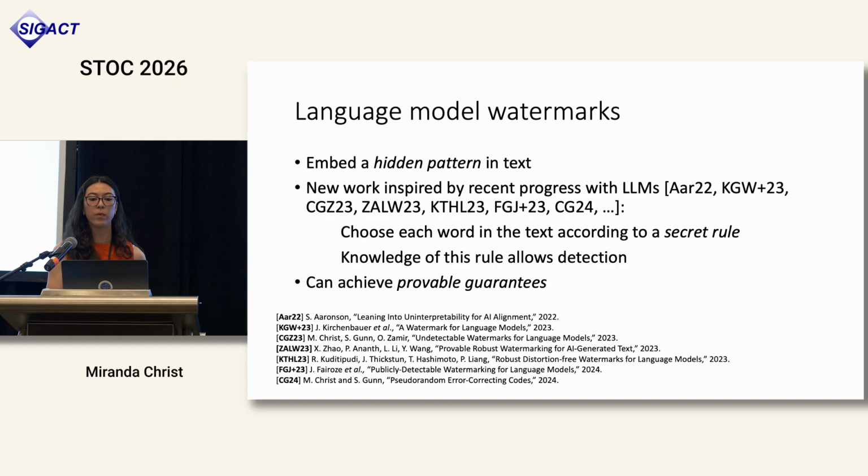What really separates this watermarking approach from the classifiers that I showed before is that now that we're embedding the markers ourselves, we can actually achieve provable guarantees from the watermark. So we can really control and prove bounds on the false positive rate.